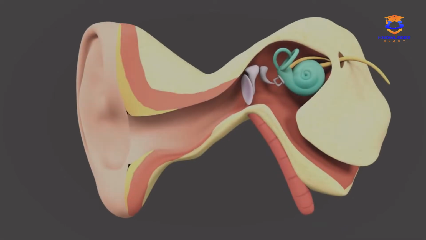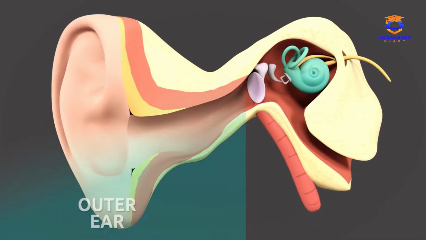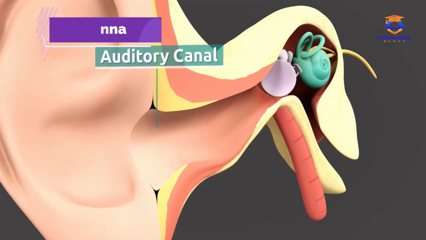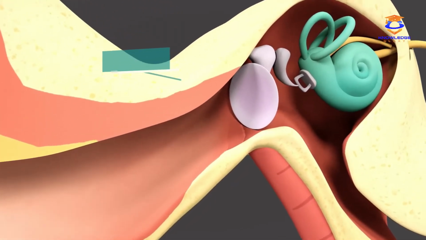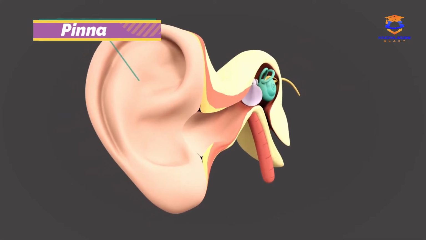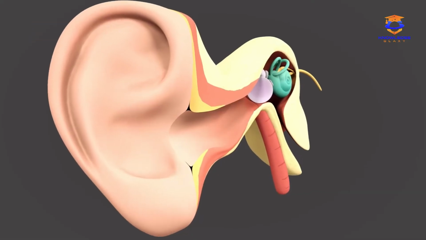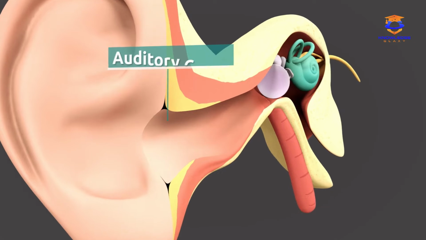The structure of the ear. The ear has basically three main parts: external ear, middle ear, and inner ear. Firstly, we will discuss the external ear. The external ear has three parts: pinna, auditory canal, and eardrum. The external visible soft cartilage structure is called the pinna. It collects the sound waves and transfers them to the auditory canal.